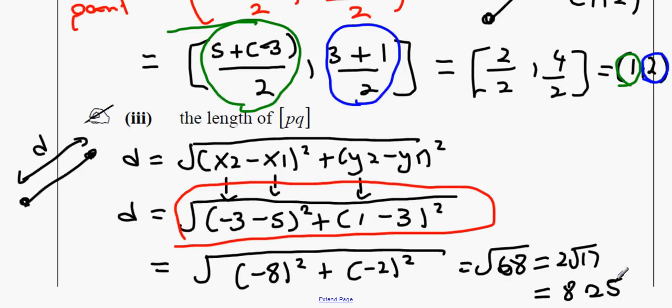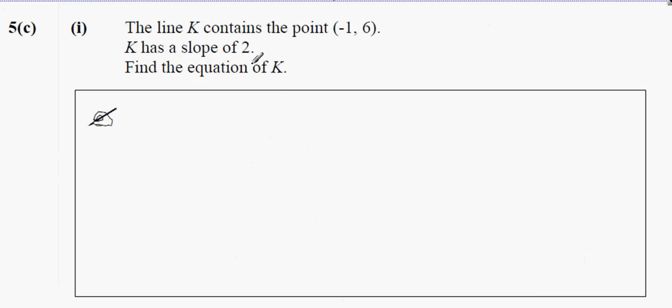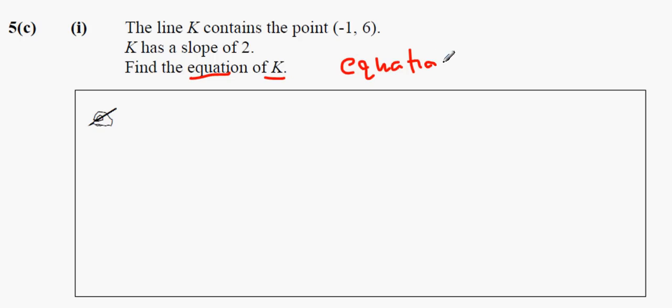Okay, now next one. The line K contains the point (minus 1, 6). K has a slope of 2. Find the equation of K. The equation of K is a line, so we're looking for the equation of a line. You go to your tables and you find the equation of a line formula. This here is the equation of the line formula.